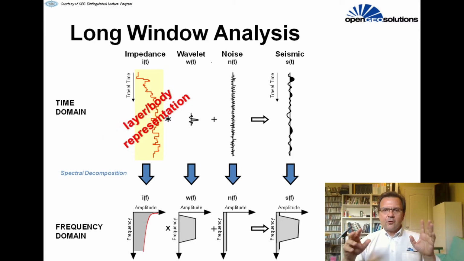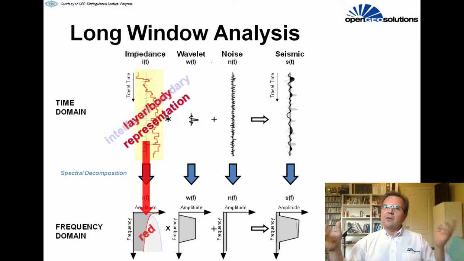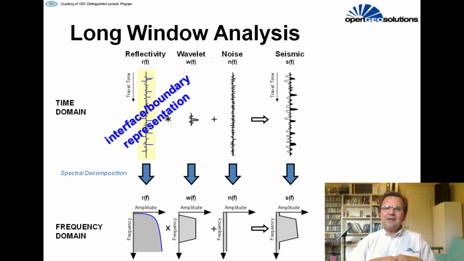Impedance, which is a layer or body representation, exhibits a red spectral color. Reflectivity, which is an interface or boundary representation, exhibits a blue spectral color. Neither one is white, both are equally correct, and both are equally useful.